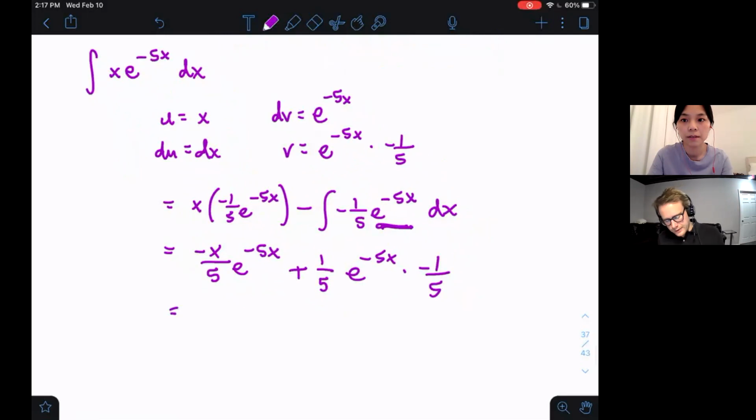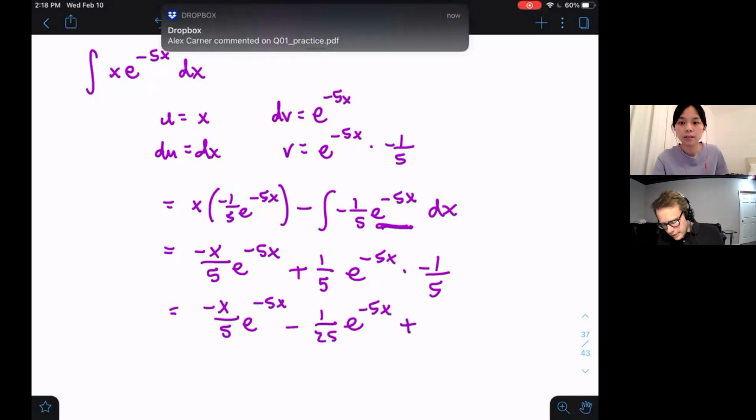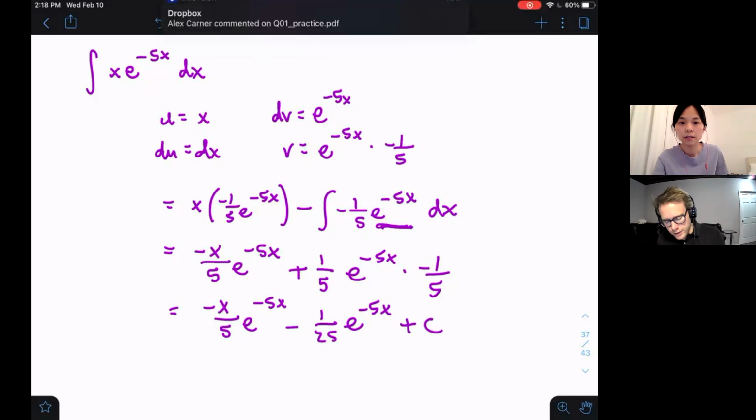And so the answer to this problem right here is going to be negative x over 5 e to the negative 5x minus 1/25, right? Those two 5s on bottom multiplied together become 25, and then e to the negative 5x. Technically plus a constant of integration.